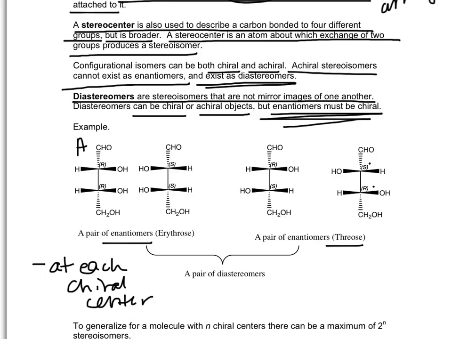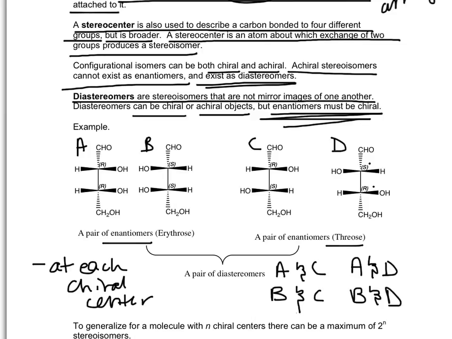Now let's just put A, B, C, and D here. And so A and B are enantiomers and C and D are enantiomers. A and C are diastereomers. B and C are diastereomers. And then A and D are diastereomers, and B and D are diastereomers.